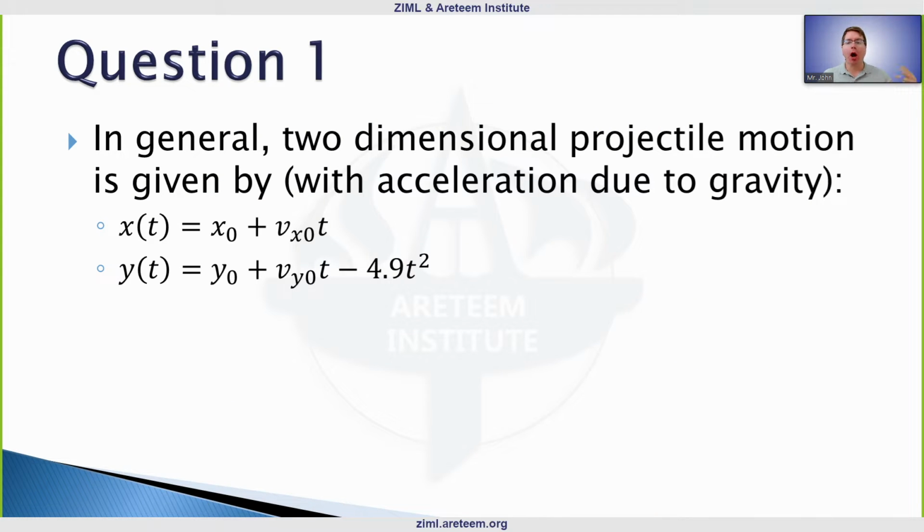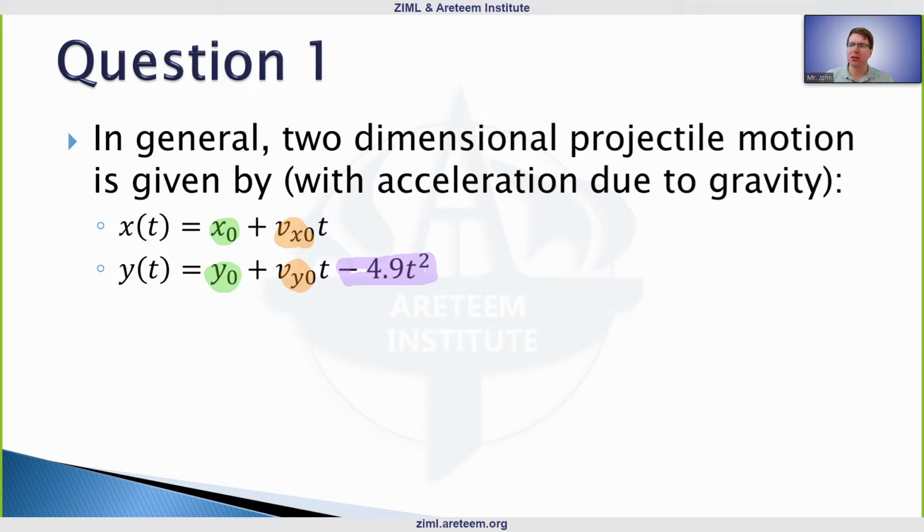So what were our projectile motion equations? We saw we could use a parametric equation last time. So we have our initial positions, x0 and y0. We have our initial velocities, vx0 and vy0. And then in the y direction, we have this acceleration due to gravity. So that's where this negative 4.9 t squared type of thing comes in.